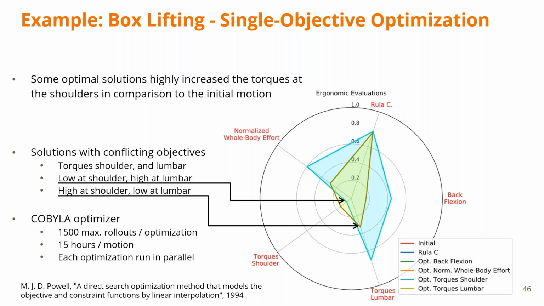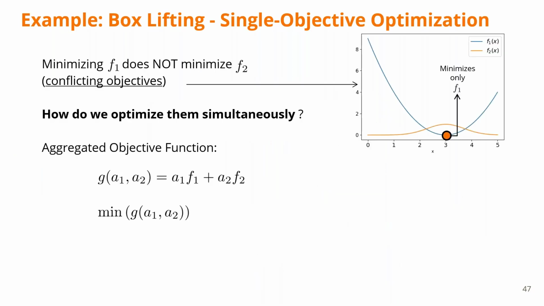To handle this compromise properly, we need to take a different approach from single objective optimization. We need to take a multiple objective approach. So multiple objective optimization handles multiple conflicting objectives, such as the example functions f1 and f2 that are depicted on the top right of the slide.